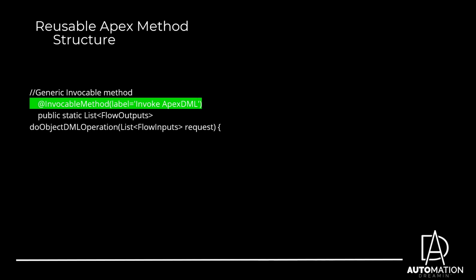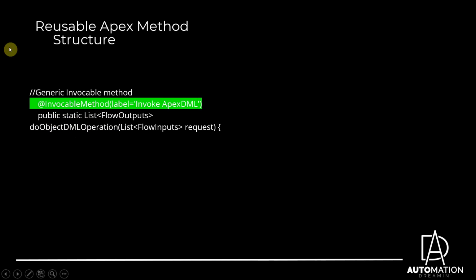Now, we are going to see how you can write an invocable Apex method. So here you can see it looks like a normal method itself, and it should be static, and doObjectDML is the operation name. Basically, this is going to be a common method or invocable method to insert any kind of records.